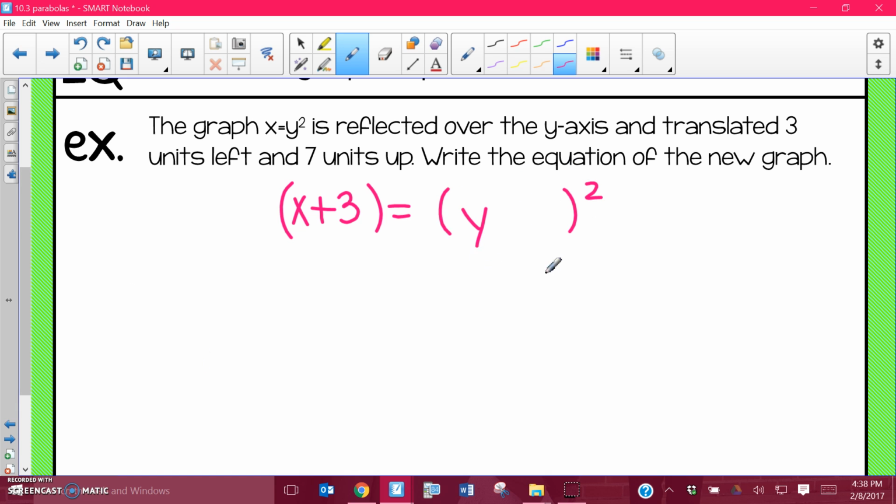Now the weird thing about these is that anything inside the parentheses, the y, is also going to be a liar. So since I want to move it up, I'm going to go ahead and leave it as that negative sign. And the last thing that I needed to do is reflect it over the y-axis, which means I need to change this number in the front. So this would get me that graph that's reflected over the y-axis and translated 3 units left and 7 units up. I've changed my vertex and I've changed the orientation of the graph.